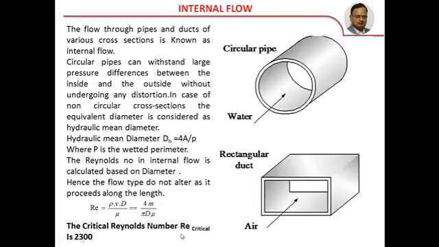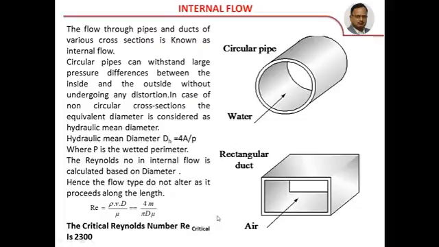Another important thing which you have to remember in internal flow is the critical Reynolds number is 2300. In the external flow it is 5 into 10 power 5, whereas in internal flow it is only 2300. So if the Reynolds number is less than 2300, the flow through the pipe or through the duct becomes laminar. If the Reynolds number is greater than 2300, it is turbulent.